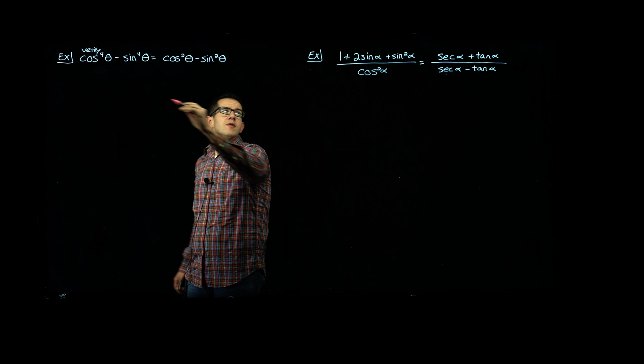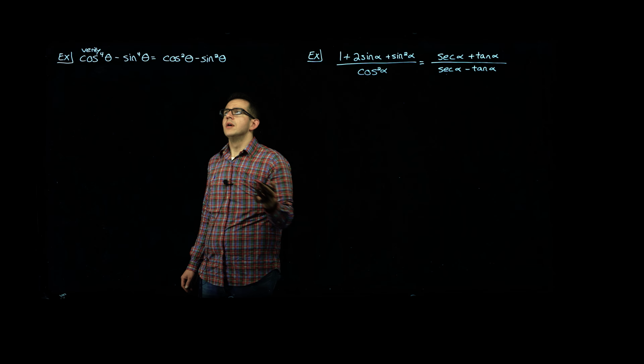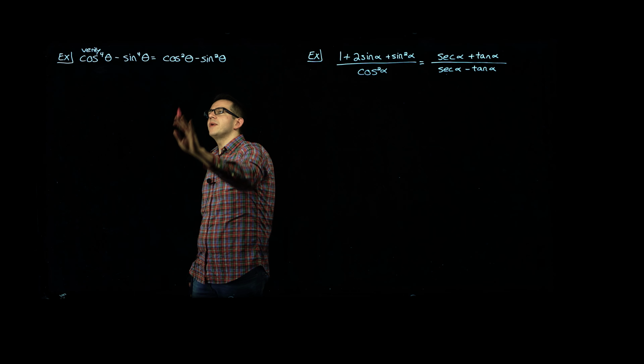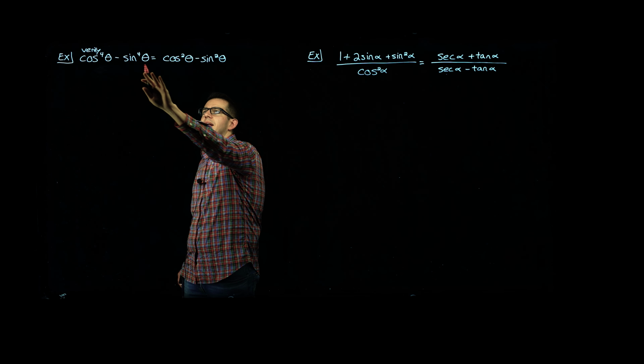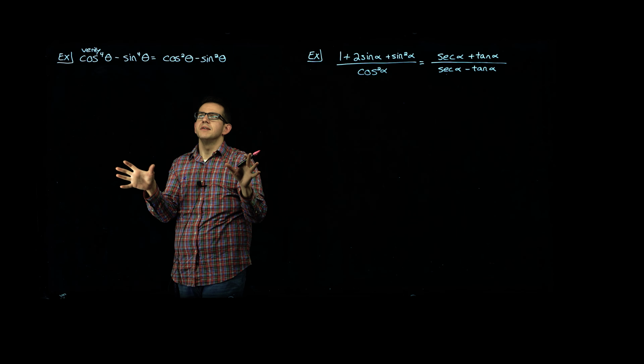Okay, so for these two examples, we're going to be verifying the identity. Starting with this example, we have cosine to the fourth theta minus sine to the fourth theta equals cosine squared theta minus sine squared theta. We want to, again, always try to simplify the more complicated side.